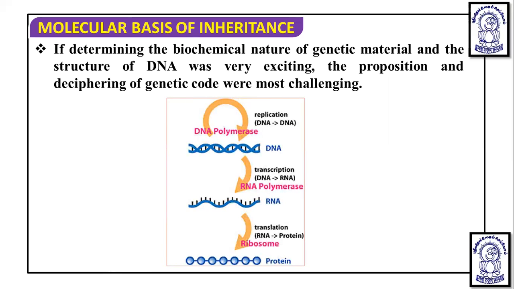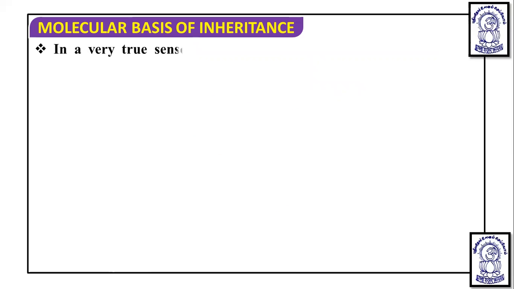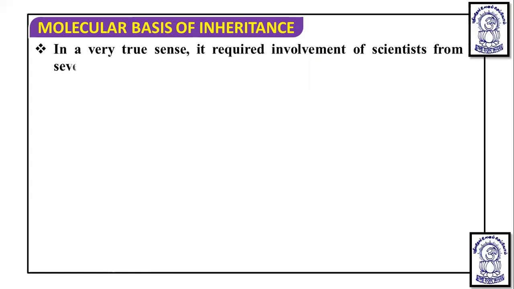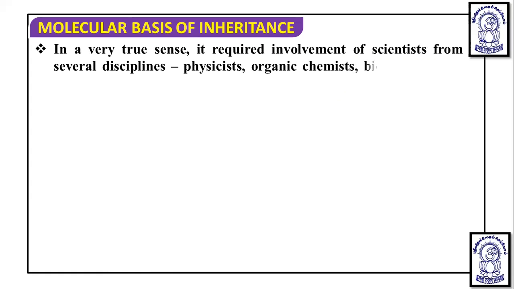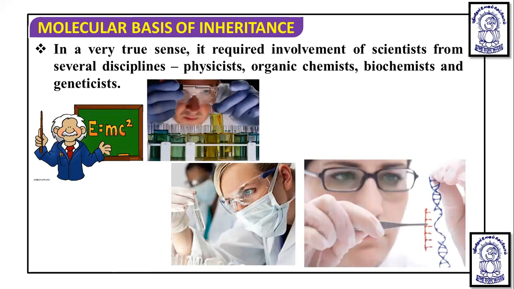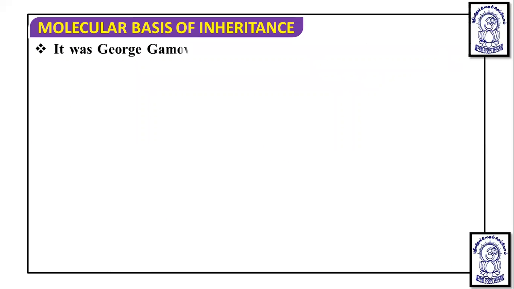For this most challenging task, suppose this is the DNA, then RNA polymerase will carry out transcription to form RNA, and the ribosome by translation will form a protein. So deciphering the genetic code was the most challenging one. In a true sense, it required the involvement of scientists from several disciplines, that can be physicists, organic chemists, biochemists, and geneticists. Such different scientists were involved in this because it is a tough task.